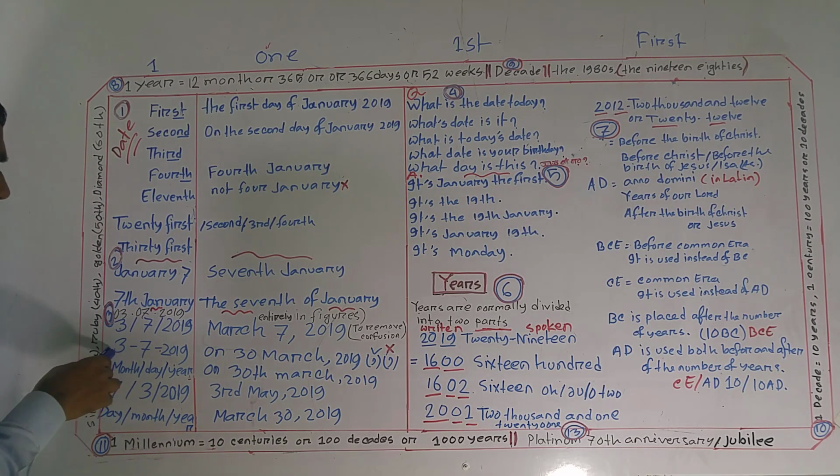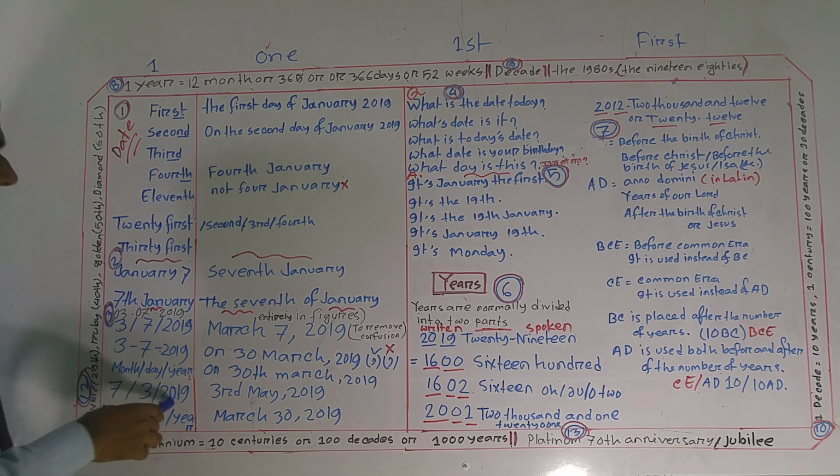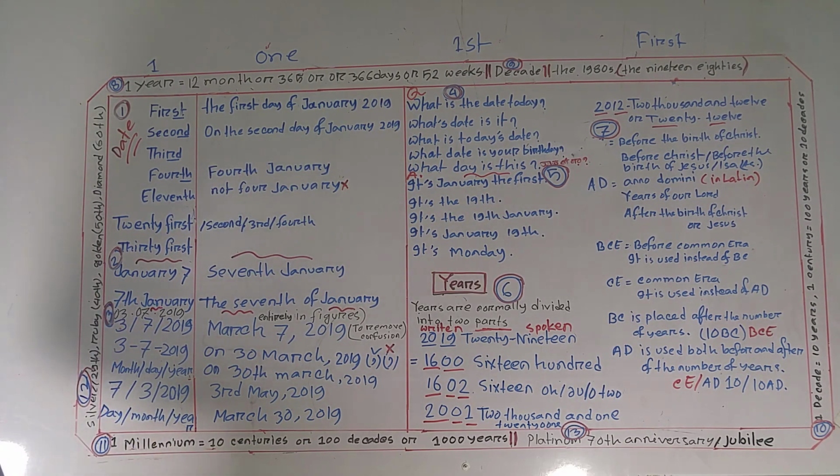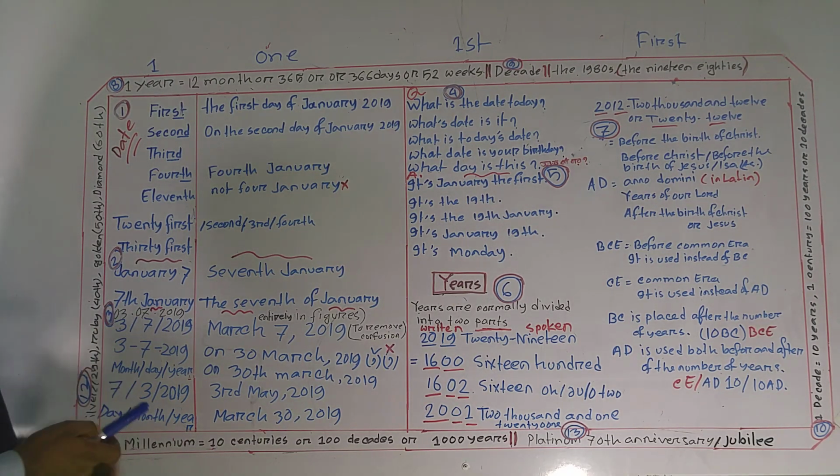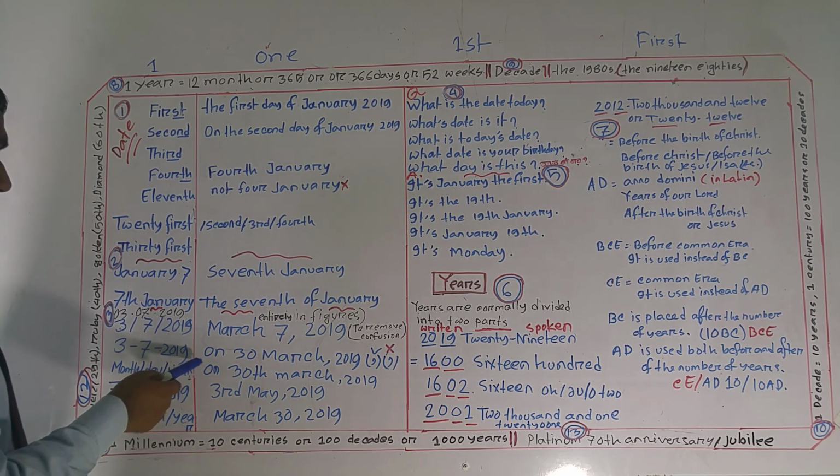And here before we were using month, day, year. Here we are using day, month, year. You can write these types of forms, but at the time of telling this form you have to tell this.